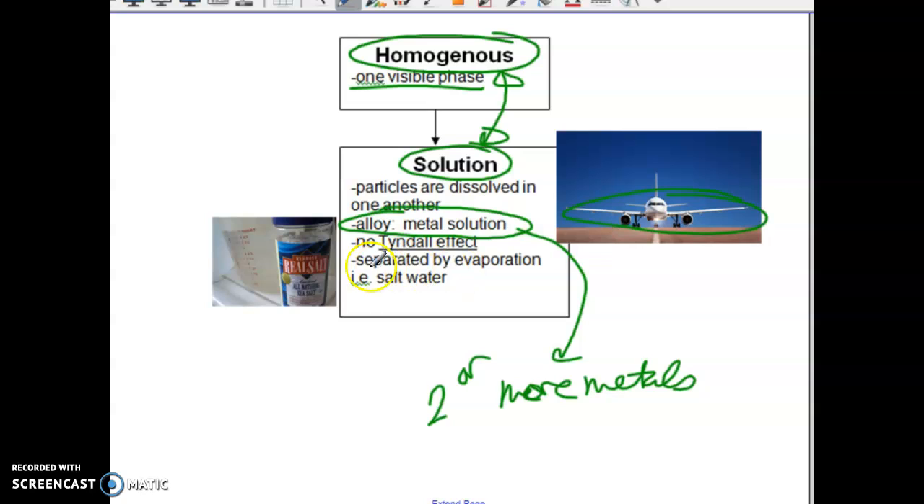Okay, so you can still separate solids dissolved in liquid here, but you can only separate through evaporation, right? So imagine if I have salt dissolved in water, the only way to separate them again is going to be if I remove the water. That way I'm left over with salt at the bottom of my beaker. There's no other way of doing it because they're mixed together so well, right? It's one visible phase. You cannot see a separation.